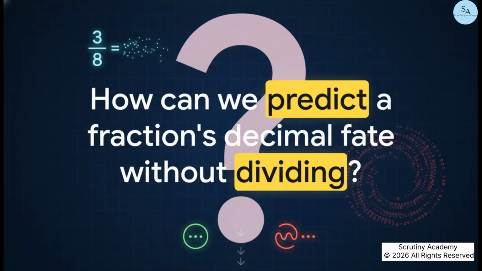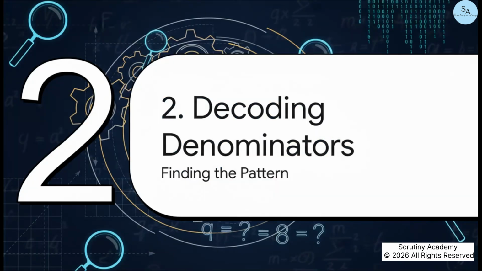So that brings us to the big question, right? How can we possibly predict this fate without having to do all that long division? There has to be a shortcut. And spoiler alert, there is. And it's been hiding in plain sight this whole time. The secret, the entire clue, is hidden in just one place. The denominator of the fraction. Yep, that bottom number.